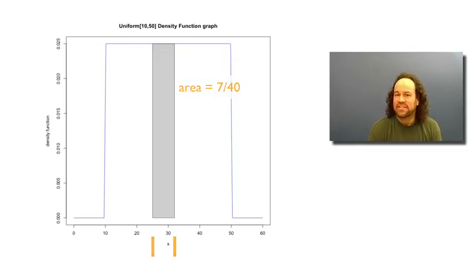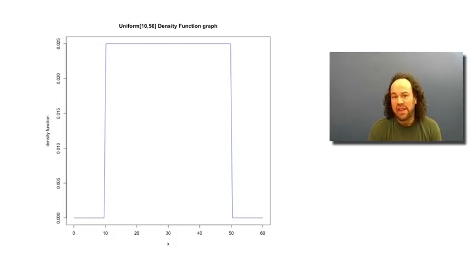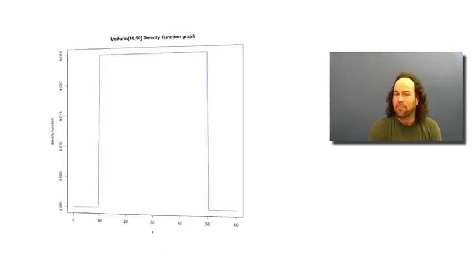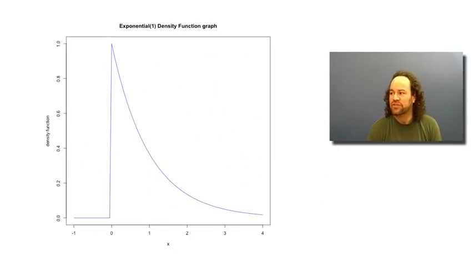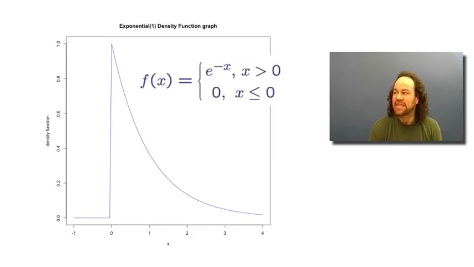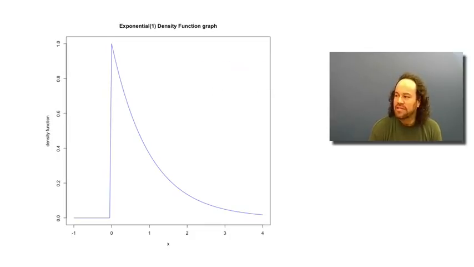Other density functions will give us other examples of continuous probability distributions. For example, the exponential 1 distribution has a density function which is equal to e to the minus x whenever x is a positive number. Otherwise, it's equal to 0, as shown here. And again, the probability that, say, that random variable is between 2 and 3 would be equal to the area of the shaded region, which is underneath that graph.